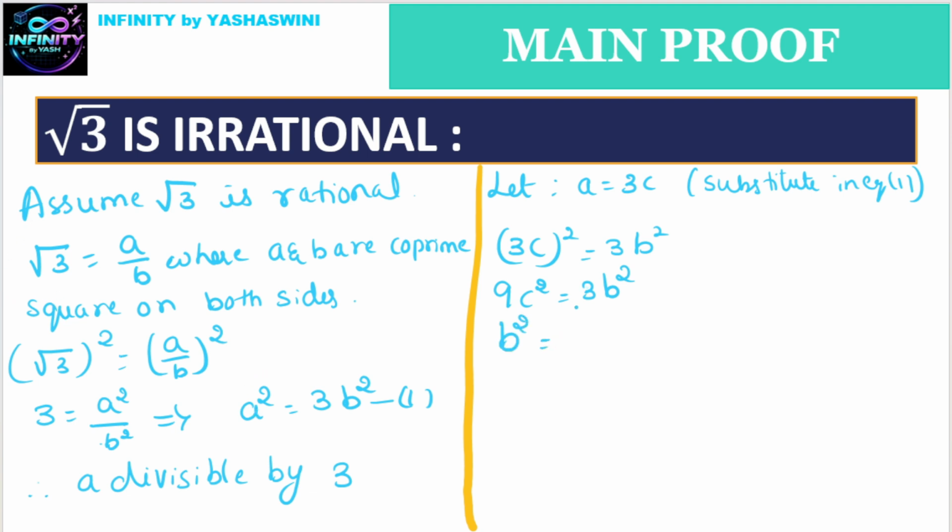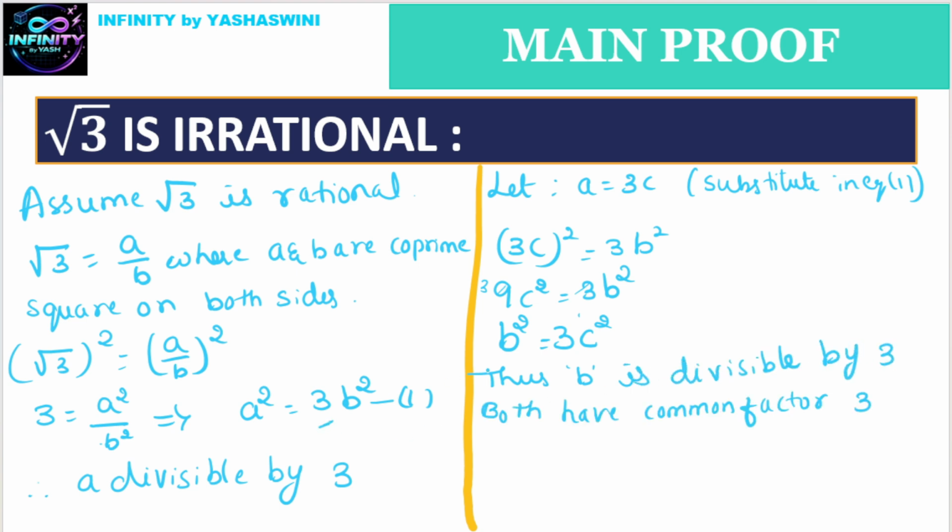Now, b square is equal to, here 3 one time, 3 3 times, right? So b square is equal to 3c square. Thus b is divisible by 3. Again, both are having common factor 3. It is a contradiction, right? Therefore, root 3 is irrational.